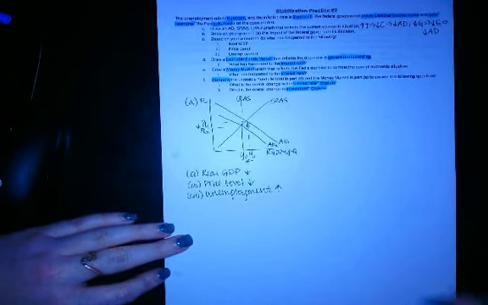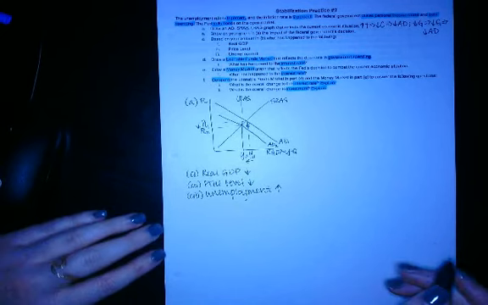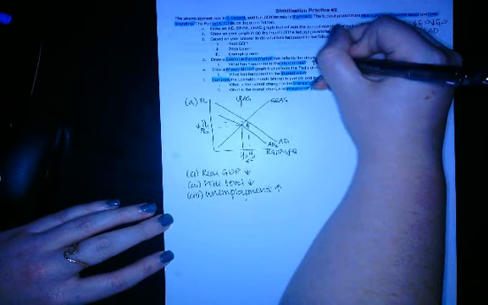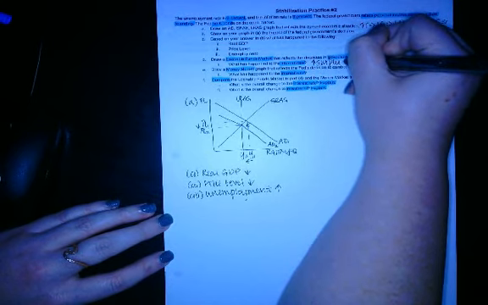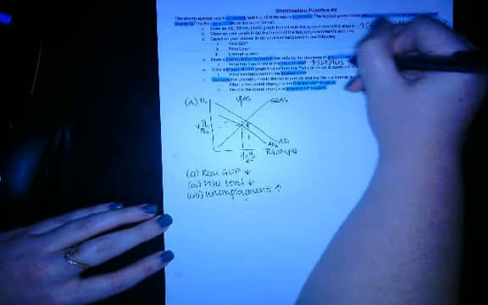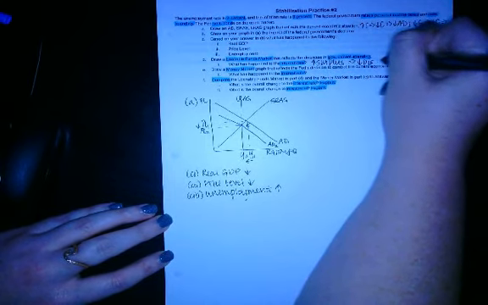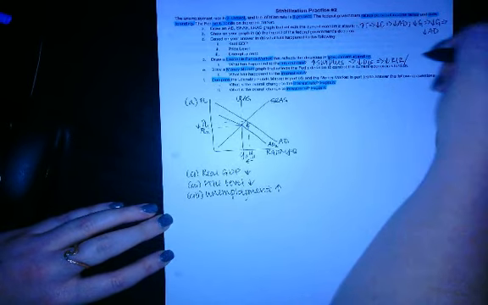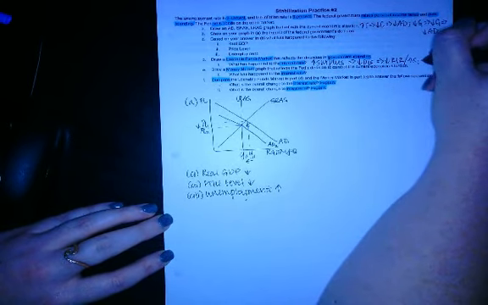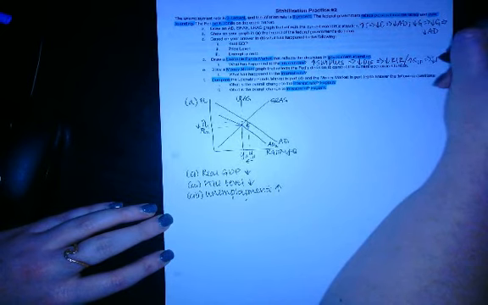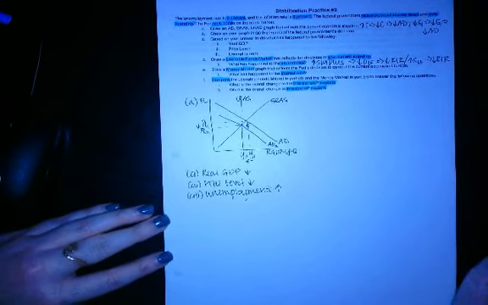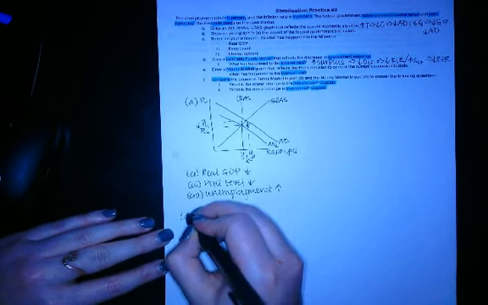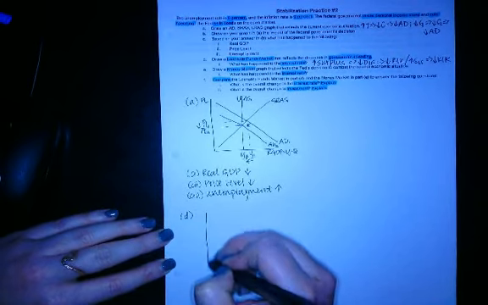D, draw a loanable funds market that reflects the decrease in government spending. Well, if we have an increase in surplus budgeting here, then we're going to have a decrease in the demand of loanable funds, which will decrease our real interest rate. Or you can increase the supply of loanable funds and have the same result as a decrease in the real interest rate. Both will work here. So label this D.